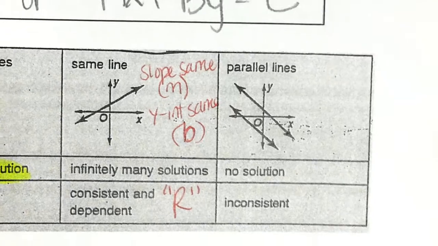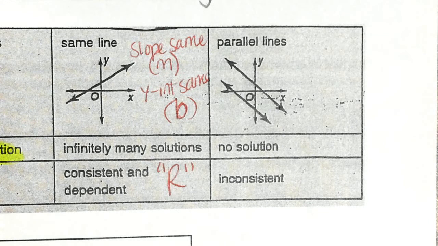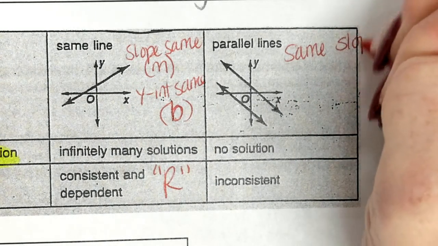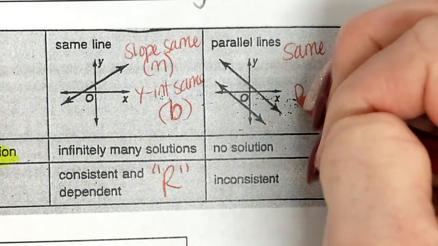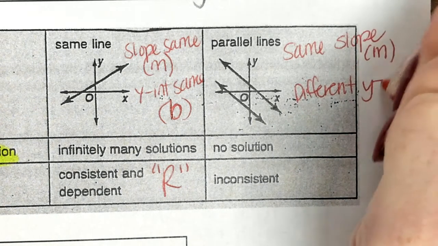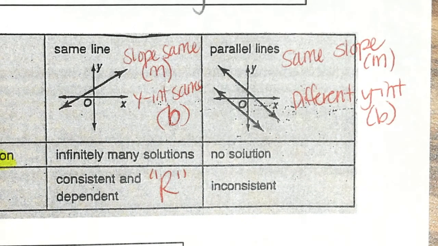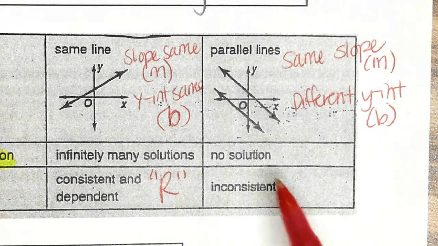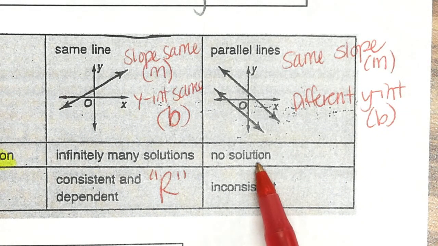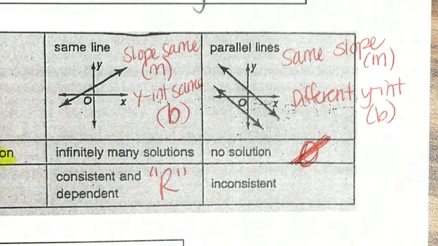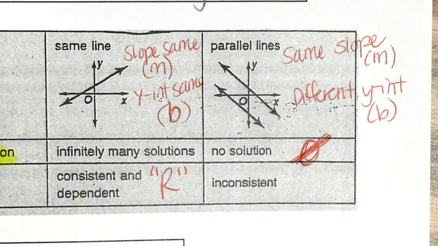And then the last one is our parallel lines. What would that answer look like? They would have the same slope, but a different what? Y-intercept. So how would I write that answer? No solution, meaning you can write it like this, as like a zero with a line through it. They're never, ever going to touch each other. They don't have a solution.